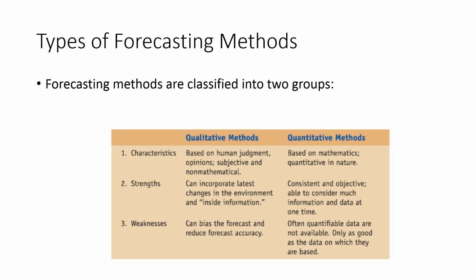Let's look at some more forecasting methods. There are two categories. There are qualitative methods along the top there and quantitative methods. And on the left-hand side, we've got characteristics, strengths and weaknesses.